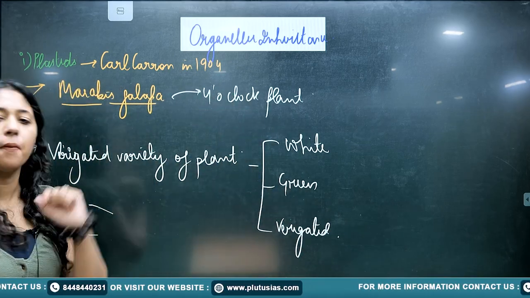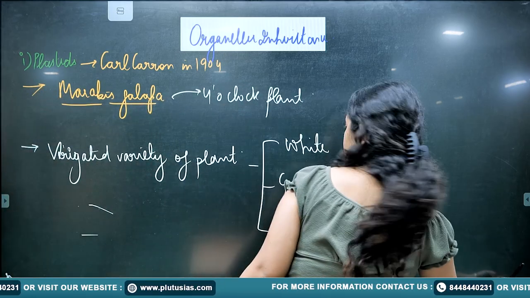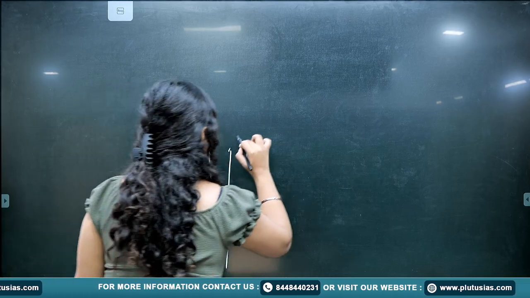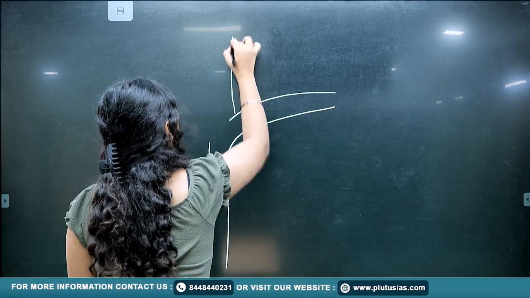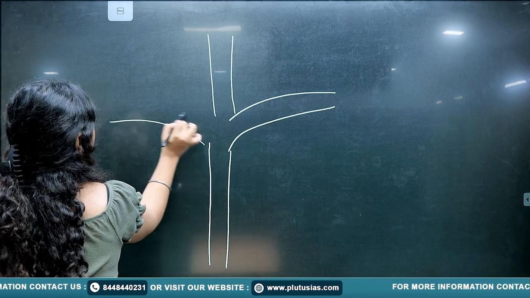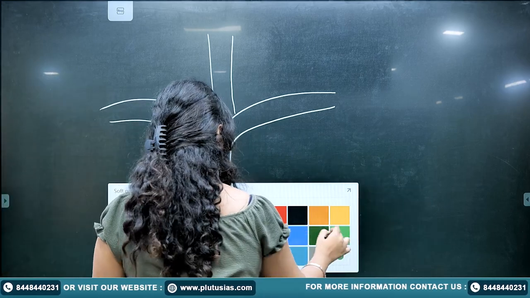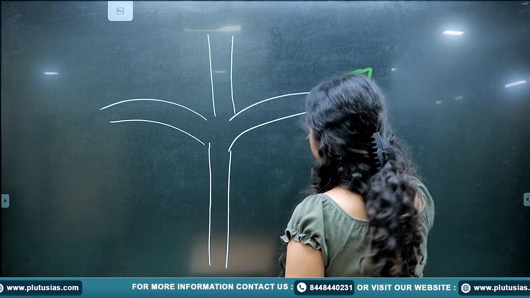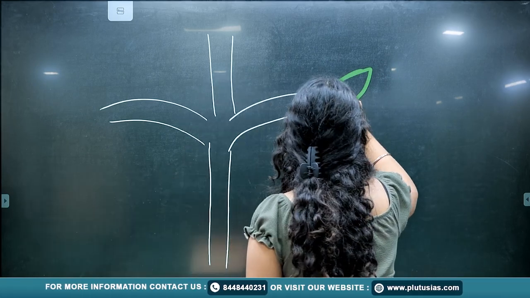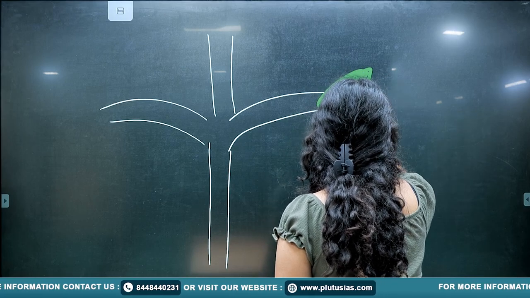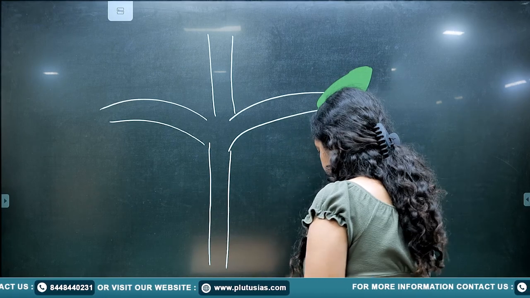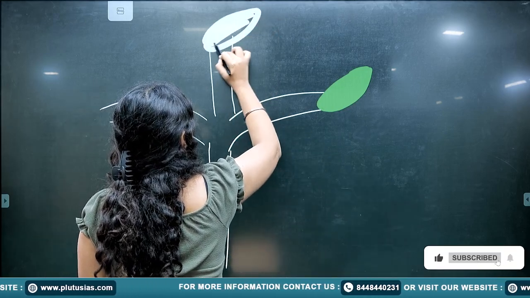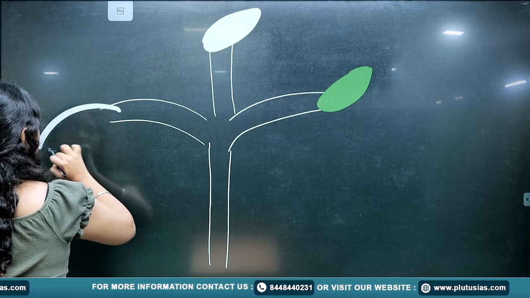Okay? So he took this plant. Why? You will understand. So let's make a plant. Let's make 3 branches to bifurcate. Let's assume that this particular branch has green leaf, and the branch here has white leaves, and this branch here has variegated.